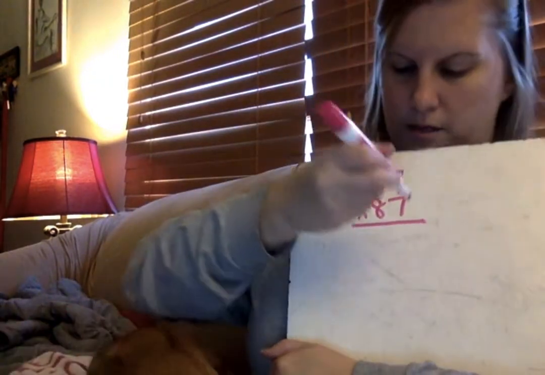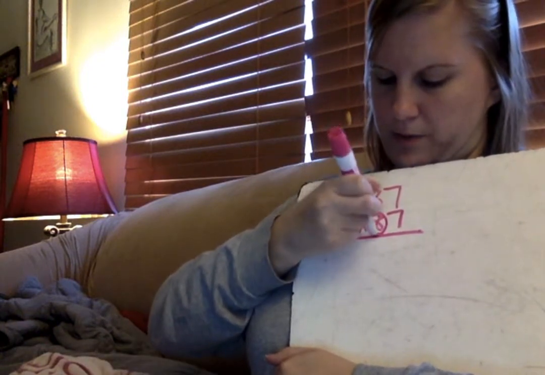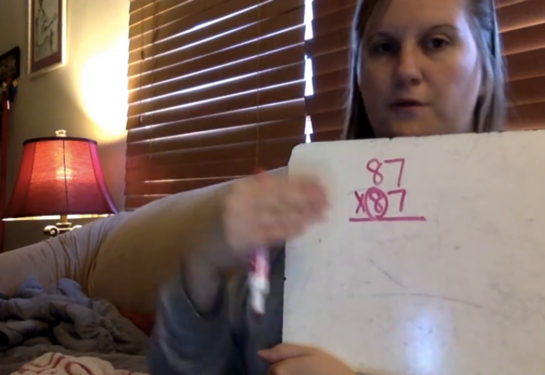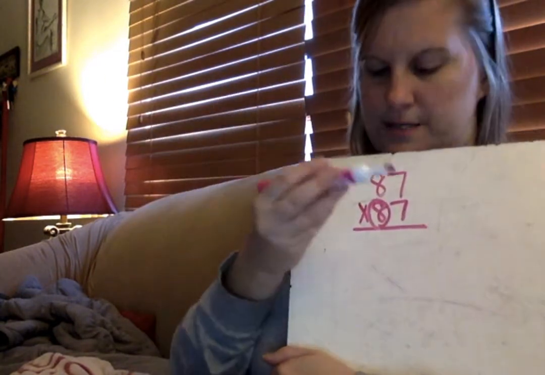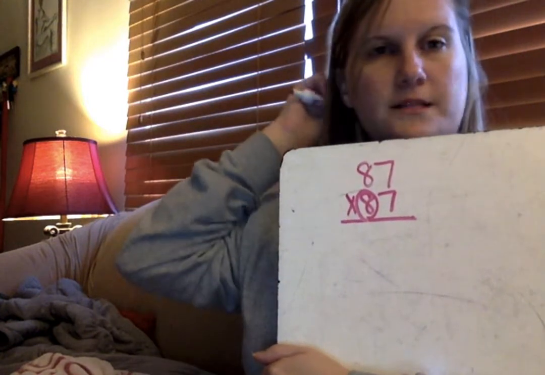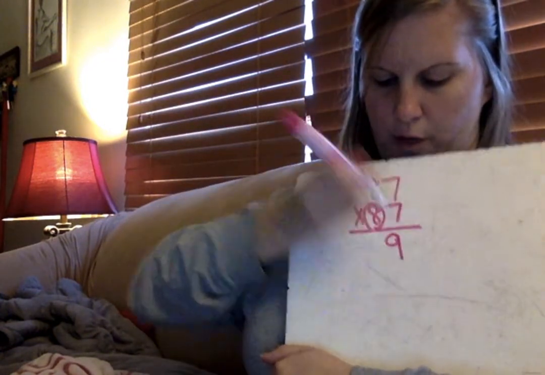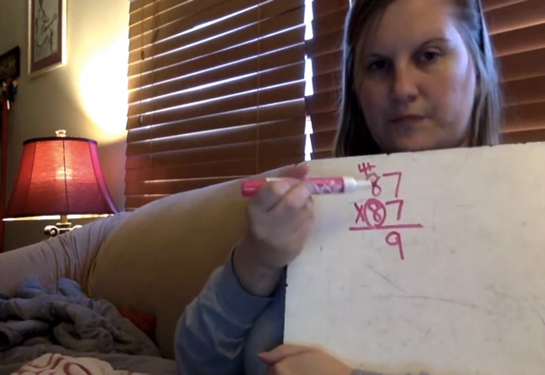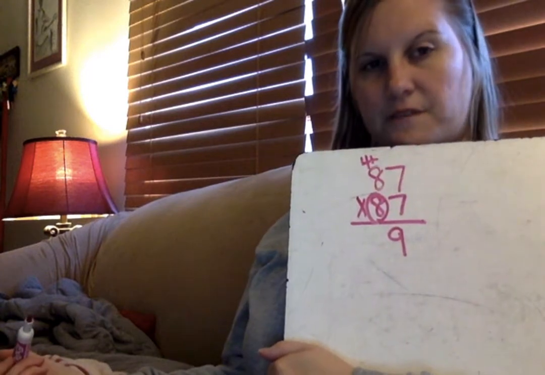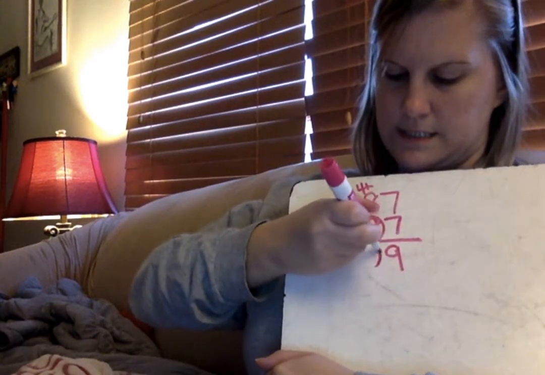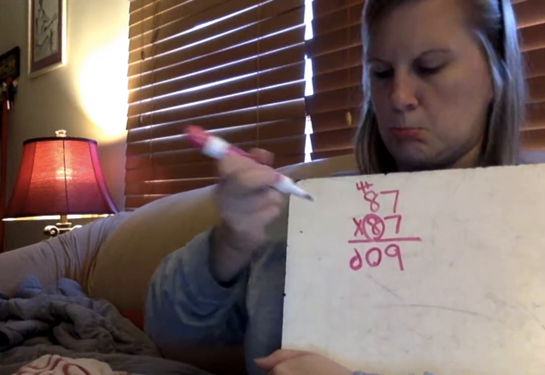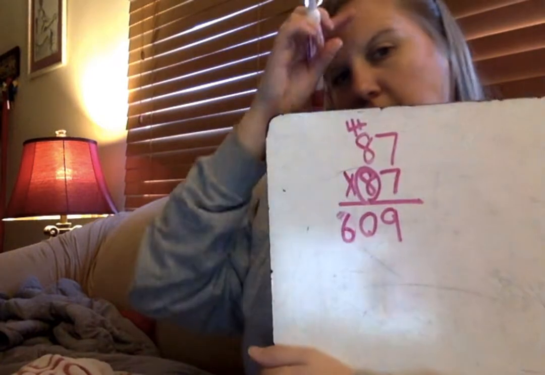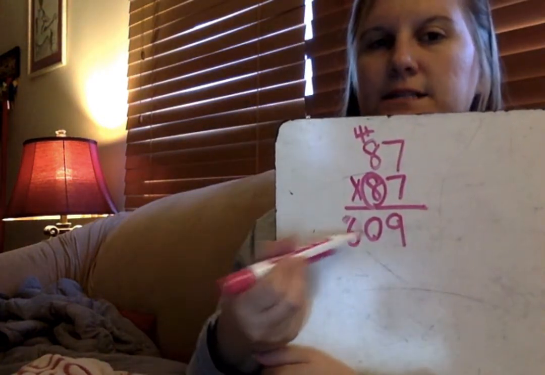I know I'm not using that bottom 8 yet, so I'm going to bubble the 8. I'm just doing 87 times 7 to start off with. This 8, I'm ignoring. 7 times 7 is a product of 49. So the 9 will go in the ones place, and the 4 will go above the tens. 8 times 7 is a product of 56, plus 4 would be 60. Let me get that backwards. Yep, that's right. So our first product is 609.